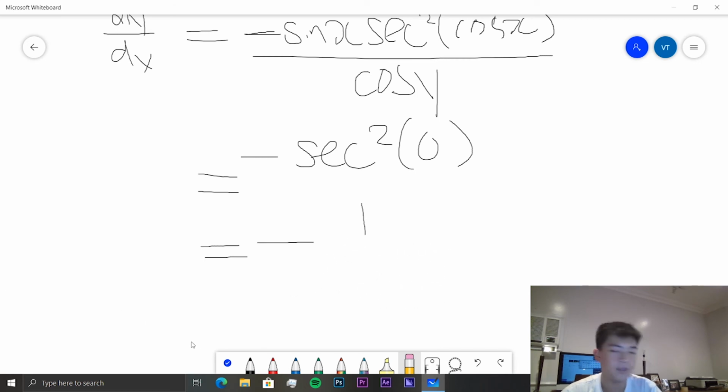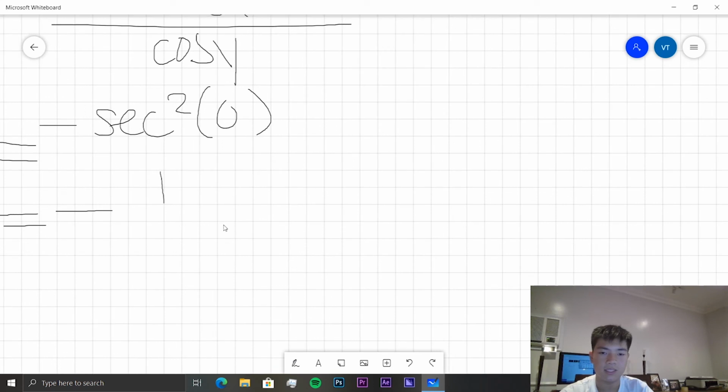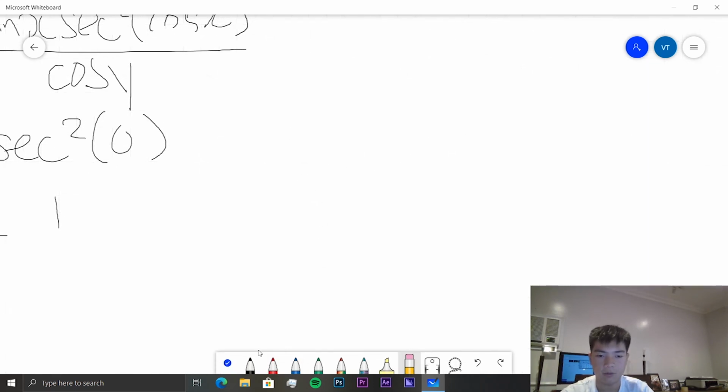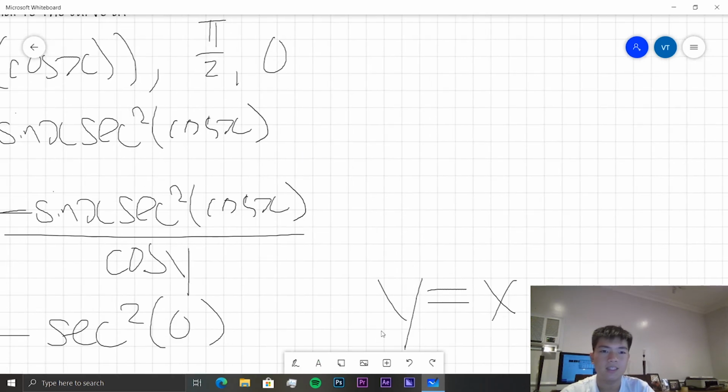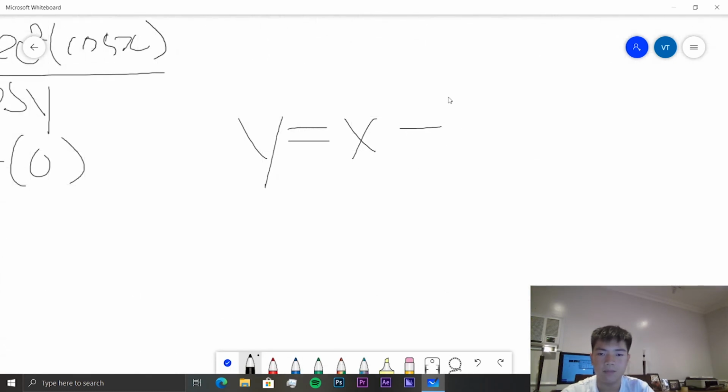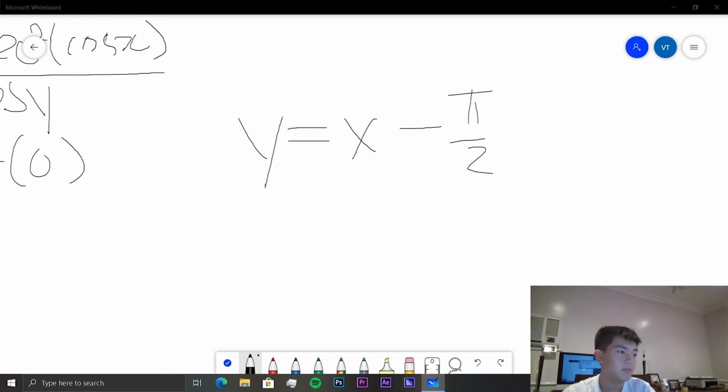So we have the tangent. Remember though, the tangent is negative 1, so the normal gradient is actually equal to 1. So we get y is equal to x, and then the point is pi over 2, 0, so it's obviously y equals x minus pi over 2. That should be the equation. Yeah, that's correct.